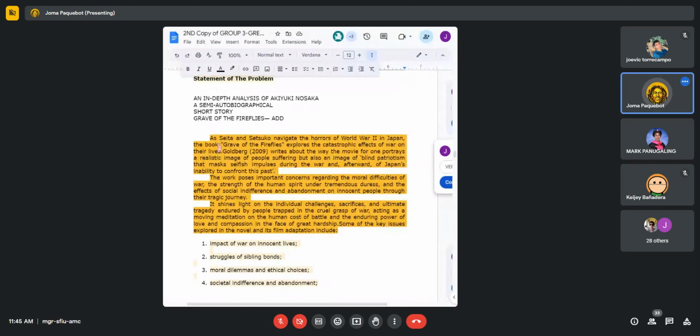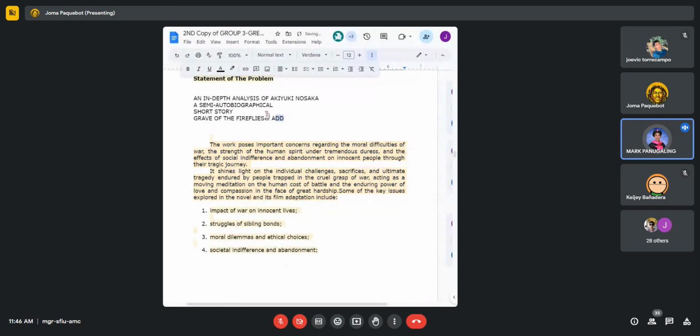I will delete the Seita and Setsuko part, sir. Then add the, of course. What you will put there is only this literary analysis, this academic paper aims to investigate or aims to explore an in-depth analysis. That's what I said. Every title is manifested in the statement of the problem. It shines light on the individual. What is this? Who taught you this?